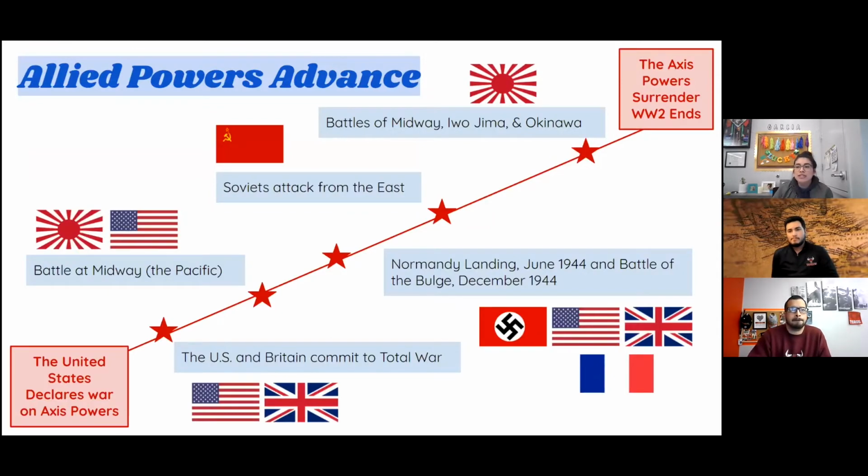And one more time, just to take a look at what we're going to be doing and the course of our events. We start with the United States declaring war on the Axis powers, beginning with the United States and Britain committing to a total war. We have the Battle of Midway in the Pacific, the Normandy landing in June of 1944, and the Battle of the Bulge in December of 1944. We have Soviets attacking from the east, the battles of Iwo Jima and Okinawa, and then eventually the end with the Axis powers' surrender in World War II.